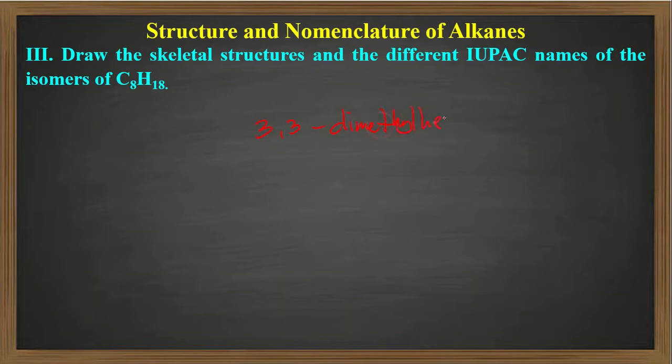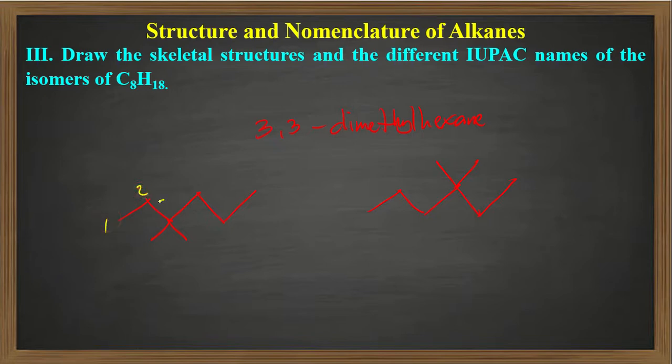Hexane lang gihapon. Right? So we have here in carbon number 3 man siya. 1, 2, 3, 4, 5, 6. So carbon number 3, duha ka methyl. Here, duha gihapon ka methyl. So regardless kung asa imong drawing, they have the same name.